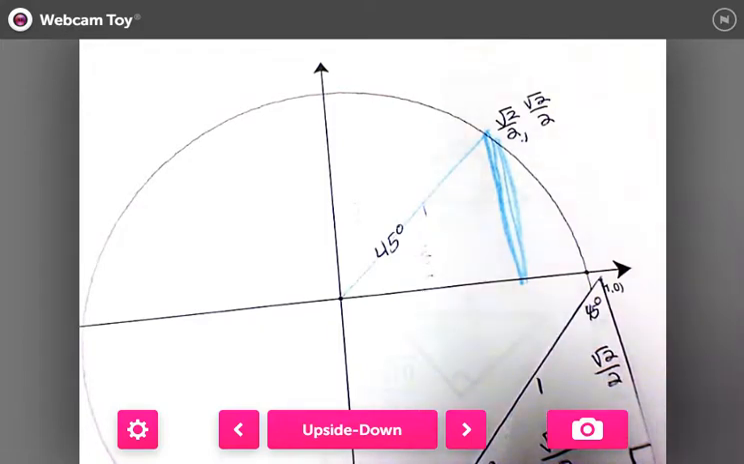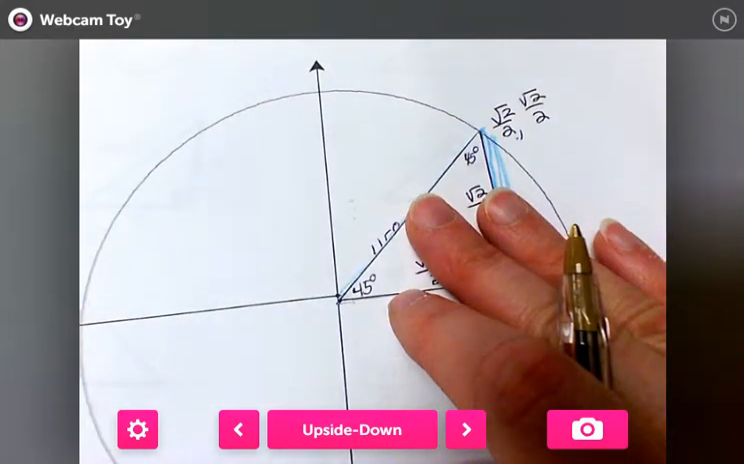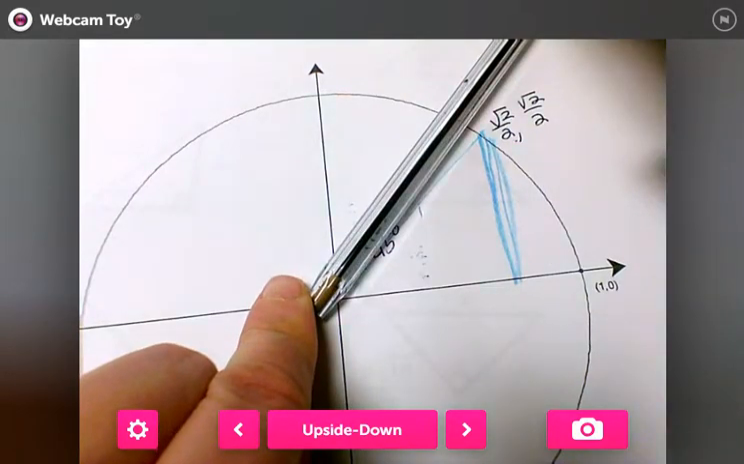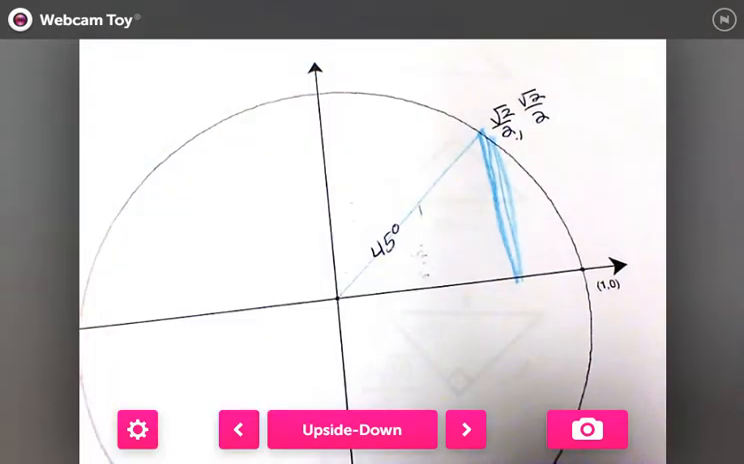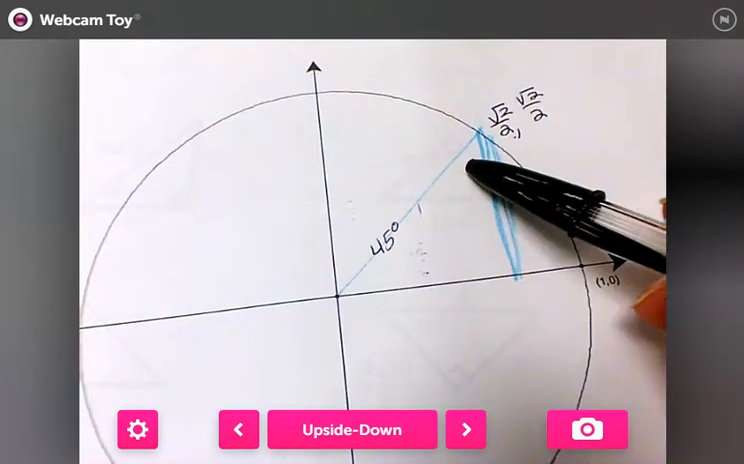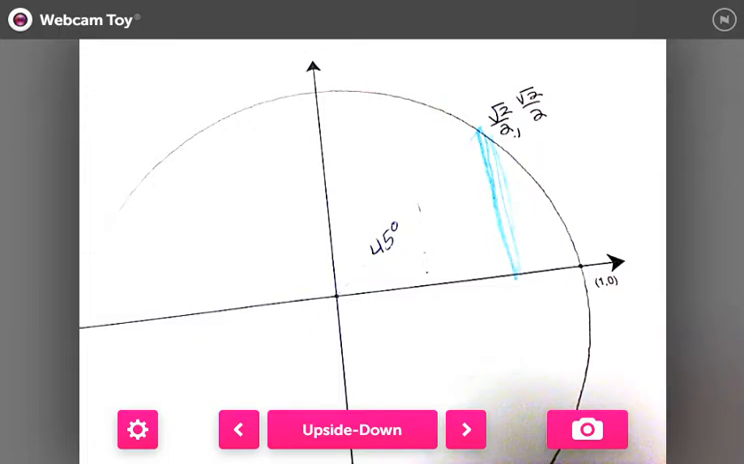Okay, so I traced this. We're okay with that, right? If this is 0 degrees right here, I went 45 degrees? Better? Okay. And if I went to this point, I went over square root 2 over 2, up square root 2 over 2? Everybody should have this down.